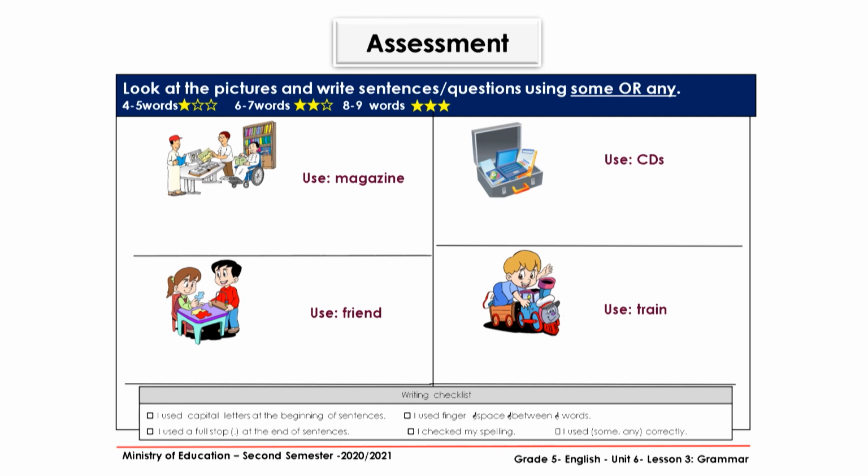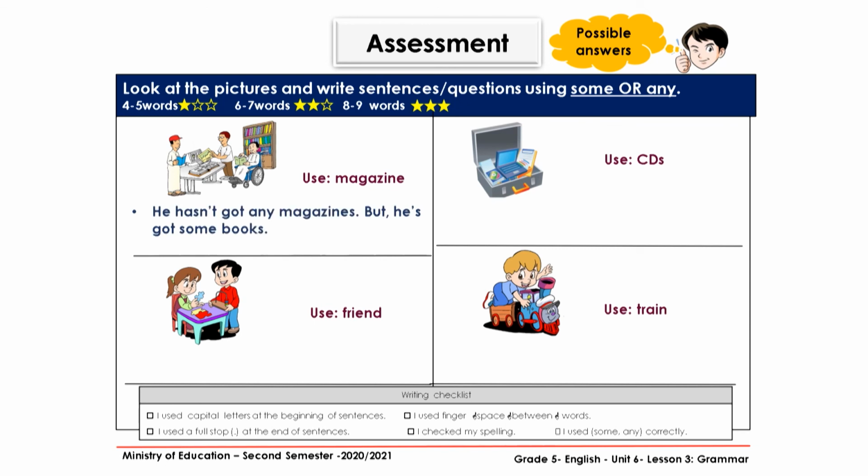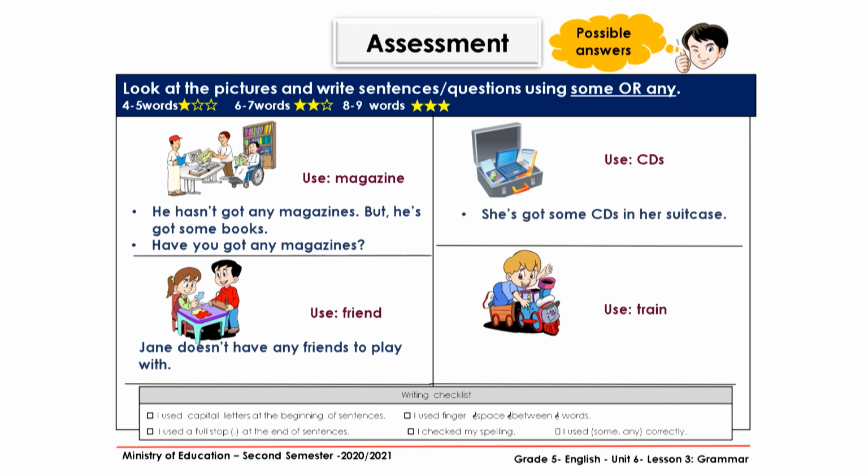Very good. Now, let me show you some examples. He hasn't got any magazines, but he's got some books. Have you got any magazines? So we have both a sentence and a question. Jean doesn't have any friends to play with. She's got some CDs in her suitcase. Have you got any CDs? My little brother hasn't got any toy cars, but he's got some toy trains.